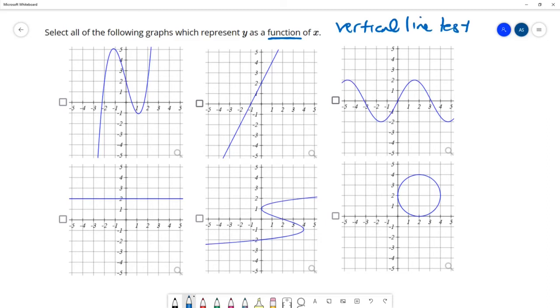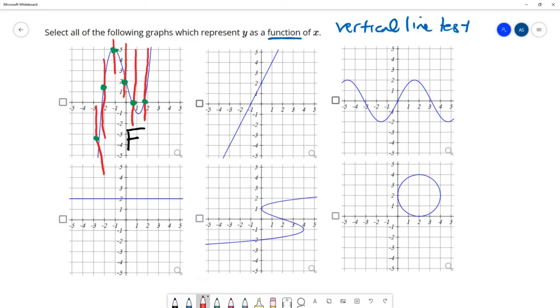So we're going to perform the vertical line test on each one of these graphs to see if the graph is a function. Now with the vertical line test, we draw vertical lines all over the graph, and we're looking for how many times these vertical lines intersect the graph. You can see that by drawing these vertical lines, each vertical line only has one intersection point for this particular graph. So because it has one intersection point, that means we have one y for every x, and this one is a function.